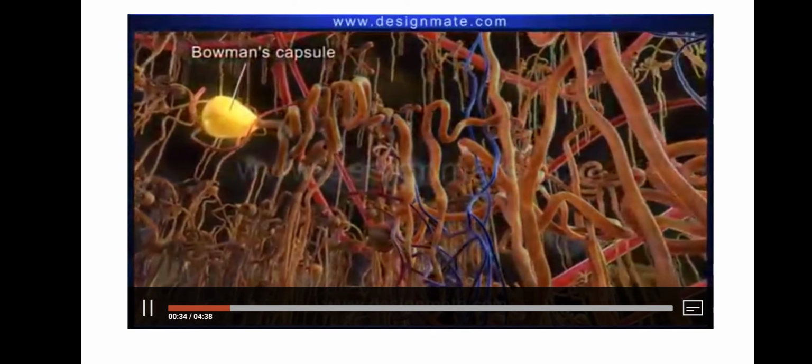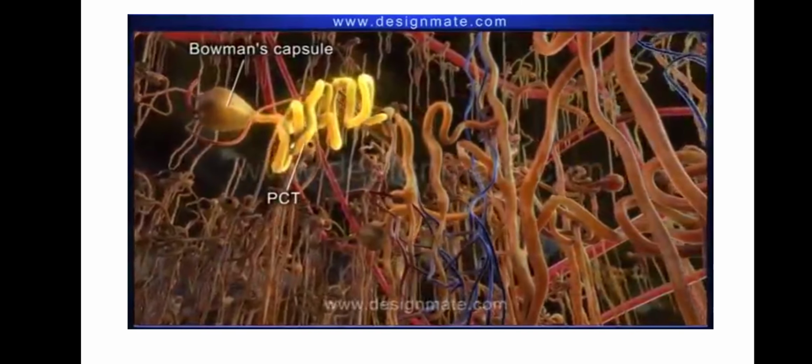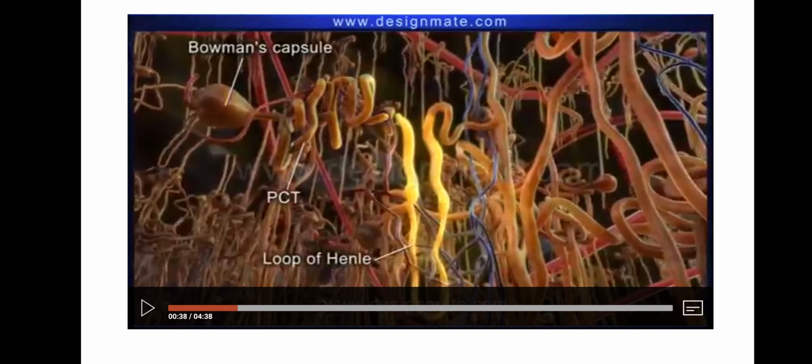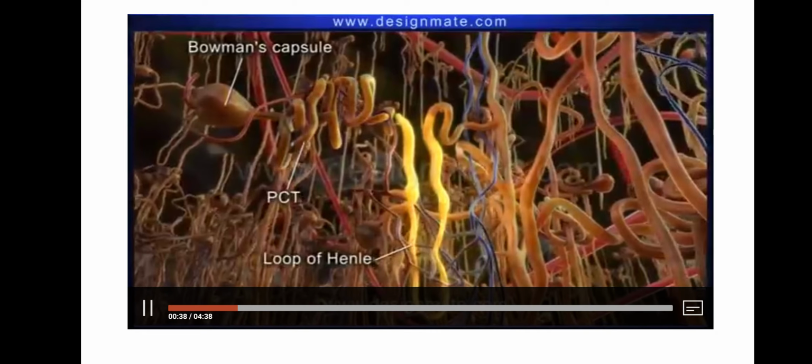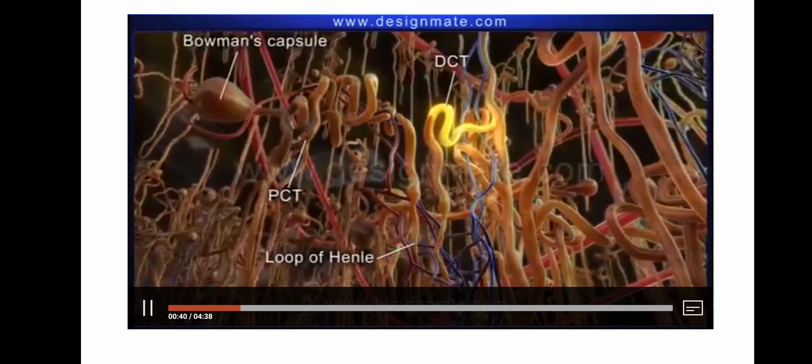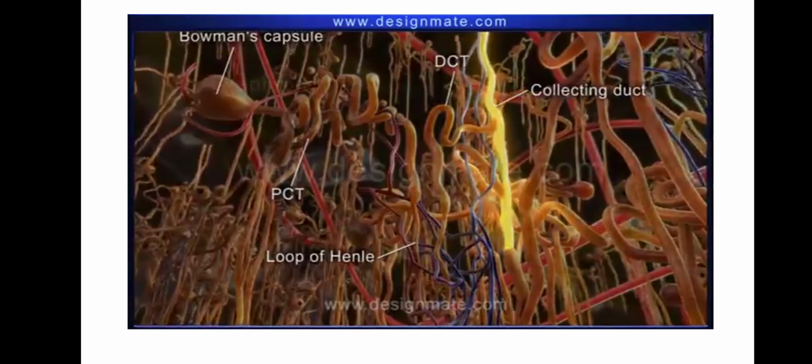A Bowman's capsule, a proximal convoluted tubule, a loop of Henle. Just now I said Bowman's capsule, and the Bowman's capsule is over here. Of course your textbook will draw it differently. Then the PCT, the proximal convoluted tubule, the loop of Henle, and the collecting duct. Watch first, after this we have the names. A distal convoluted tubule that leads to a collecting duct.